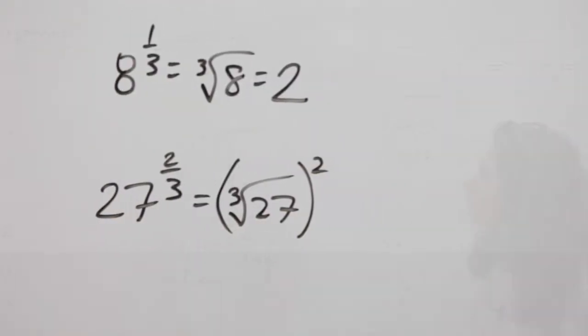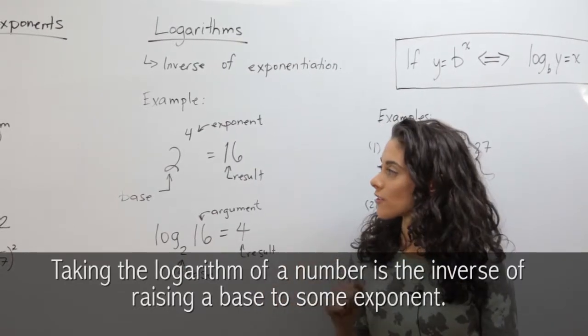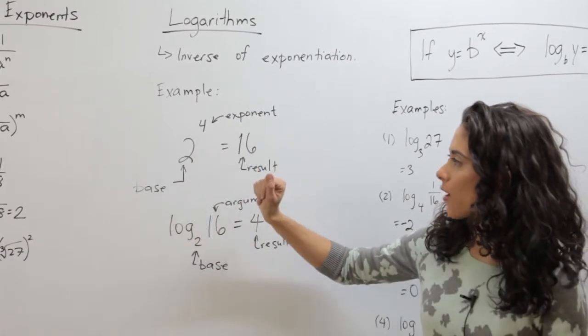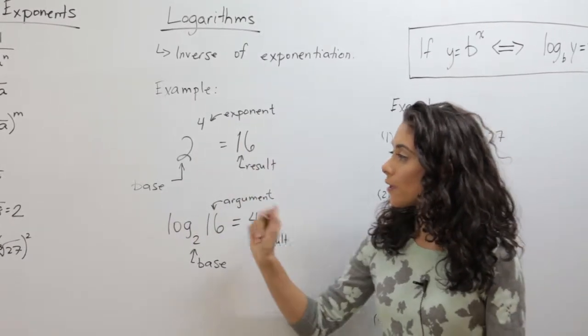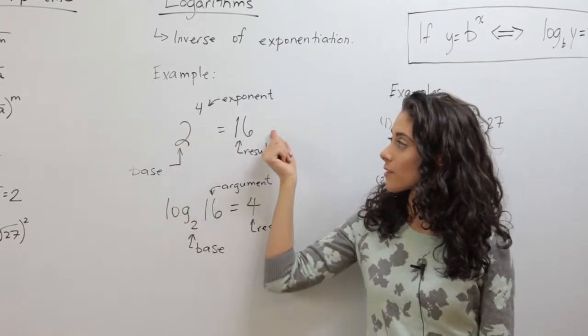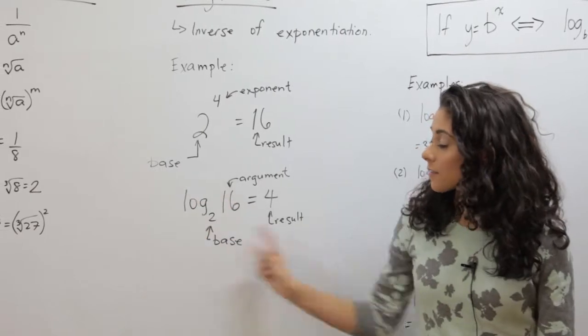On to logarithms. A logarithm is just taking the inverse of exponentiation. So first, some terminology. I have 2 raised to the power of 4 is 16. 2 is called the base, 4 is called the exponent, and the result when I raise 2 to the power of 4 is 16. This is a logarithm.